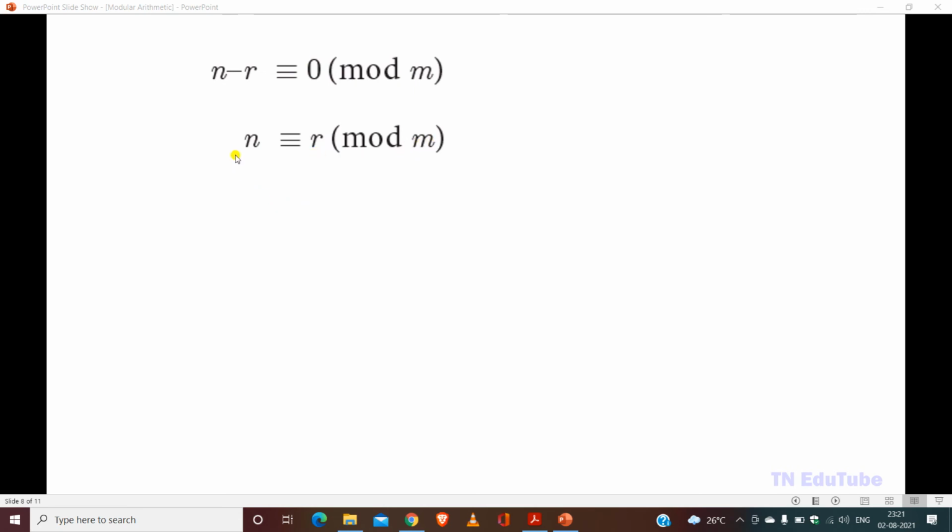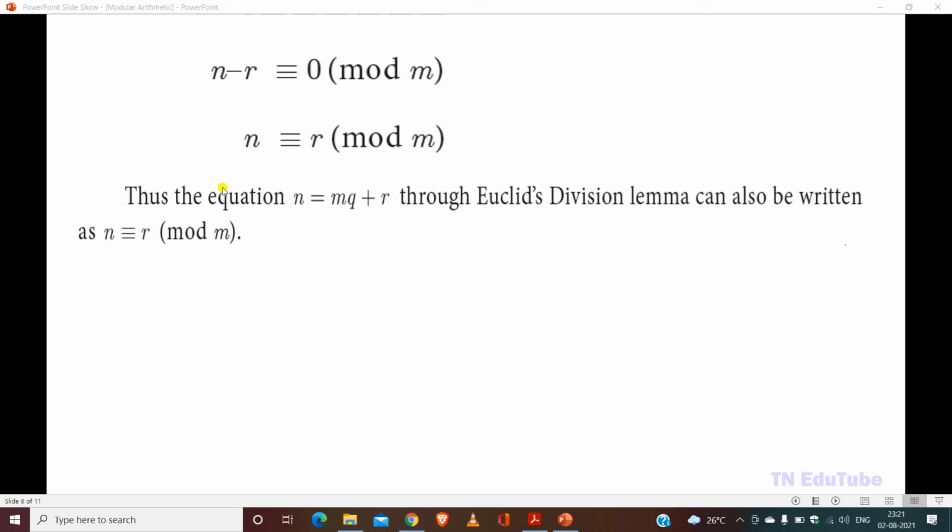Okay children, so it is connected with modulo m. Thus the equation n is equal to mq plus r through Euclid division lemma can also be written as n is congruent to r mod m. The same line can be written as n is congruent to r, where r is the remainder. n is congruent to r mod m.